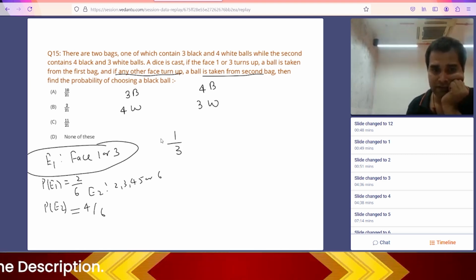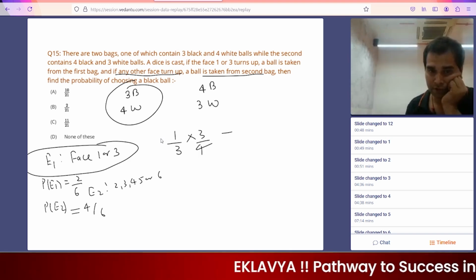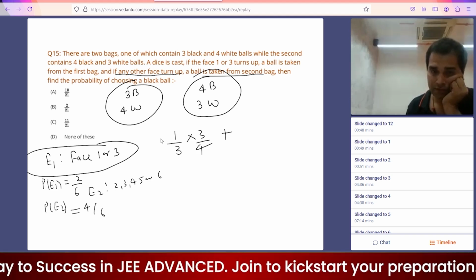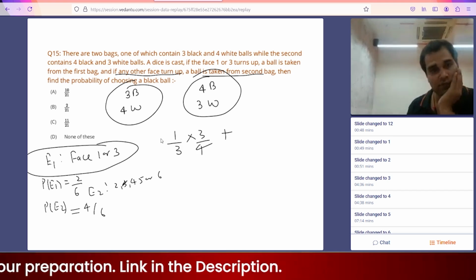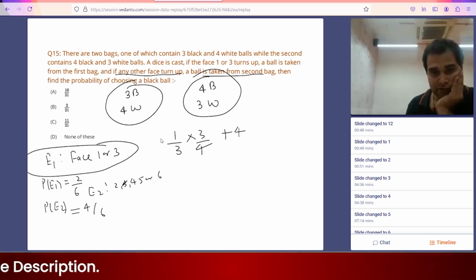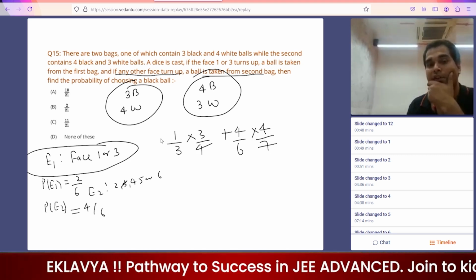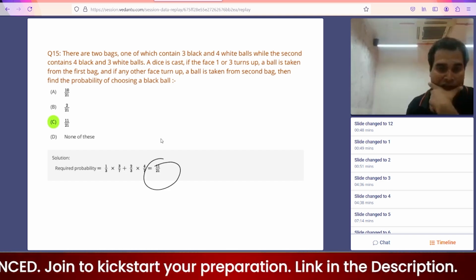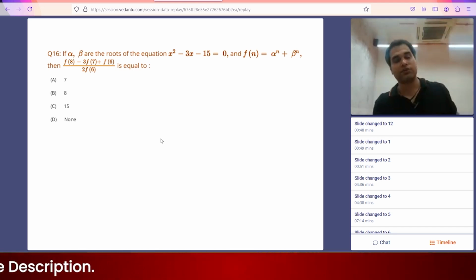When one or three turns above, that is 1 by 3, when this bag is selected, the drawn ball is a black ball, which means 3 by 4. When this 2, 3, 2, 4, 5 or 6, here 3 is not given, 2, 4, 5 or 6 means the probability is 4 by 6, and this bag is selected, and here the black ball is 4 by 7. Simplify both the equation fractions, add, we will get 11 by 21 is the correct answer. Next question.